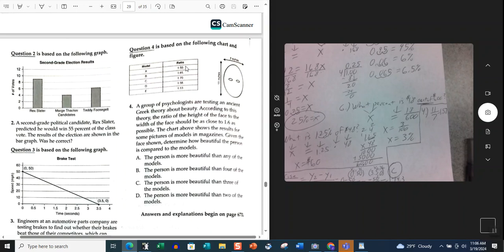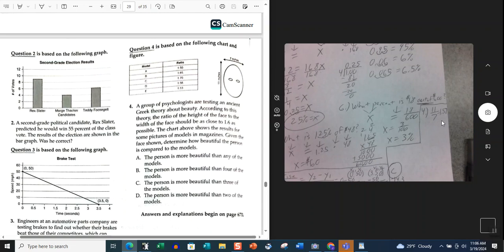All right. Now, they want us to determine how beautiful the person is compared to the models. Now, if you look here at this chart, 1.57 is actually closer to 1.6 than all of these, because it's only 0.03 away. The rest of these are further away. So basically, this person here is more beautiful because it's close to the 1.6.